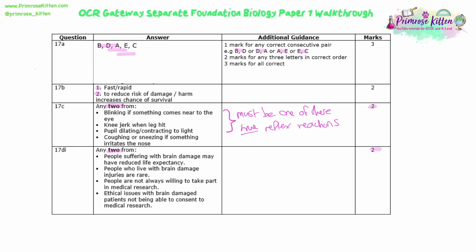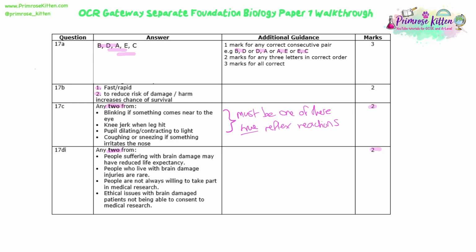And then lastly, you've got 2 from this list about why examining the brain is really hard. So as we said, people who have these brain damage injuries are rare because they often have a reduced life expectancy. So that's kind of the first 2 of how they are linked. People are not always willing to take part in the medical research.